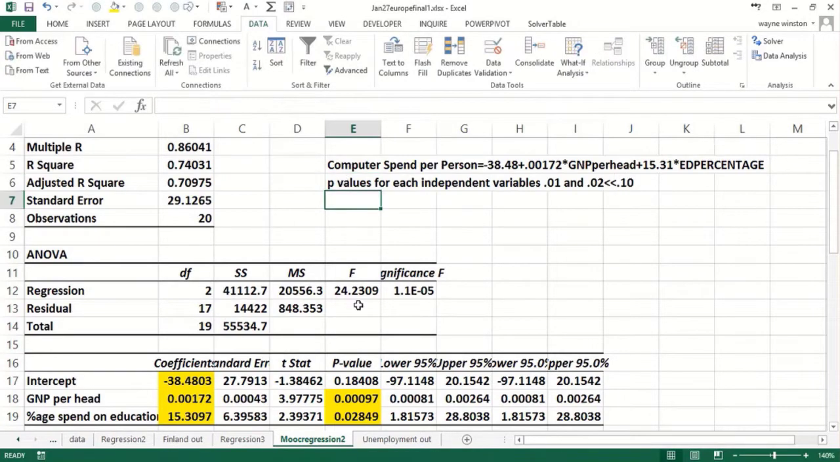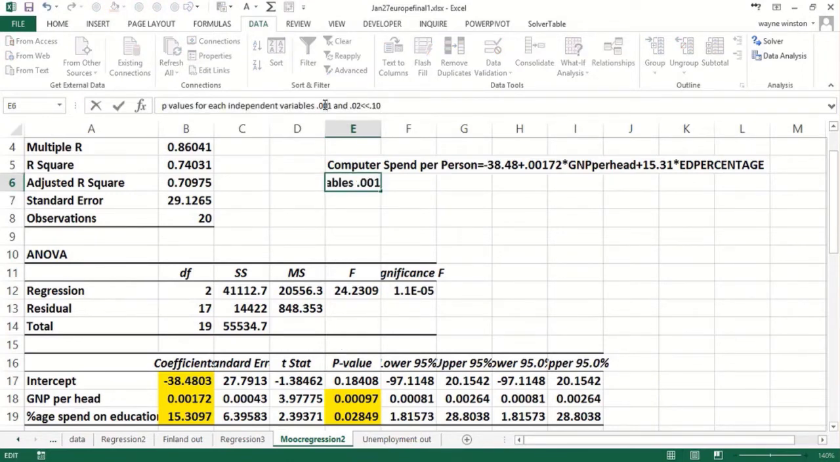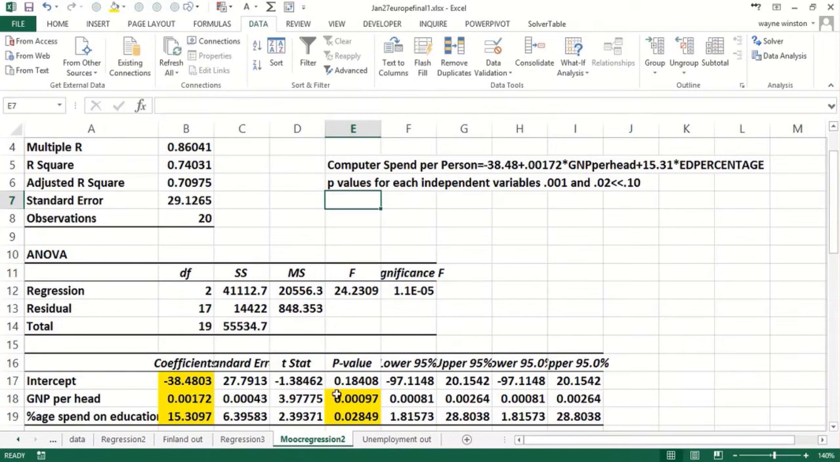So they're both important. There's like 1 chance in 100. That's 0.001. I got that wrong. There's like 1 chance in 1,000 that basically GNP doesn't help you predict computer sales after knowing education spend, and only a 3% chance education spend doesn't help you after knowing GNP. So the question is, how good is this equation for forecasting? What use is it? Well, the 2 numbers that help you there are these 2. So the R squared of 74%, and then we'll look at outliers.